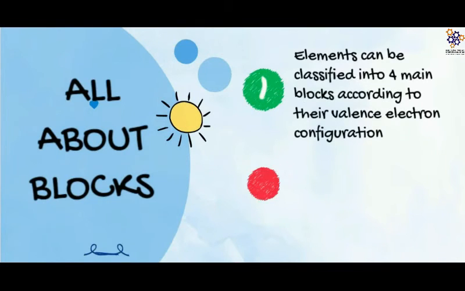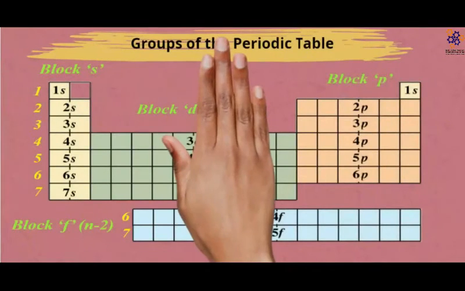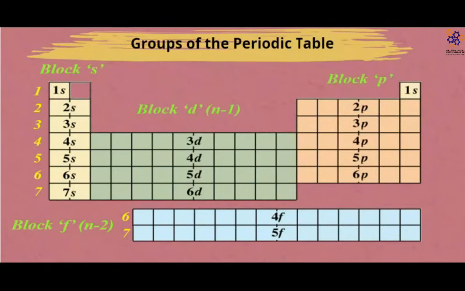All about blocks. Elements can be classified into 4 main blocks according to their valence electron configuration. These main blocks are block s, block p, block d and block f.